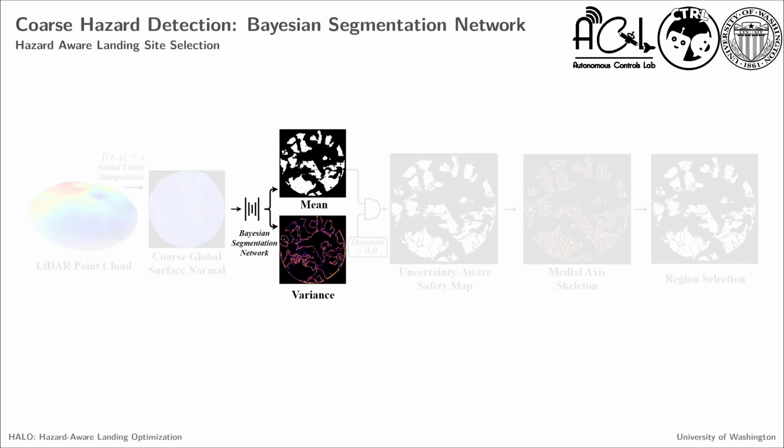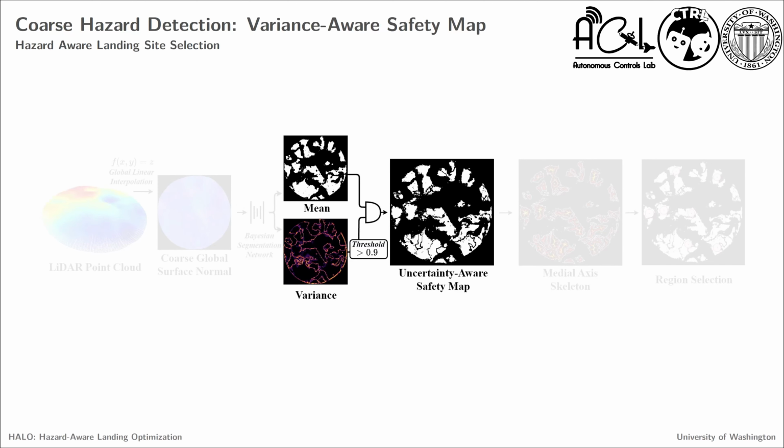in the environment. 30 Monte Carlo samples of the surface normal are propagated through a Bayesian segmentation network using Monte Carlo dropout. The variance is thresholded such that only the 10% most certain classifications are considered safe and is combined with the mean using a logical AND operation, creating an uncertainty-aware safety map.